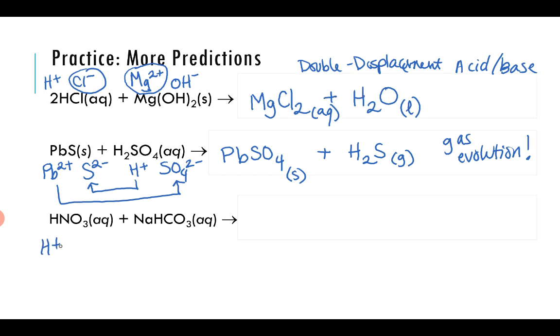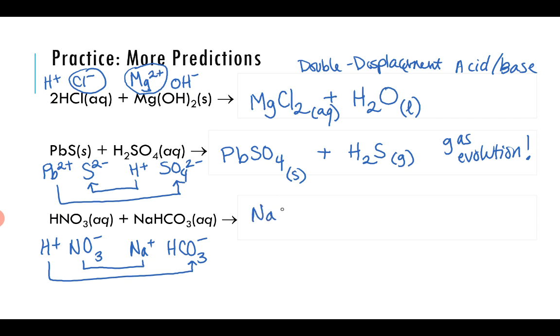We have H plus, NO3 minus, and then that's the hydrogen carbonate anion and the sodium cation. Sodium will bond with nitrate. H plus ions will bond with the hydrogen carbonate anion. And so then we will have as our ion exchange products NaNO3, H2CO3. Oh, that's one of those ion exchange products that's going to decompose into water and some gas.